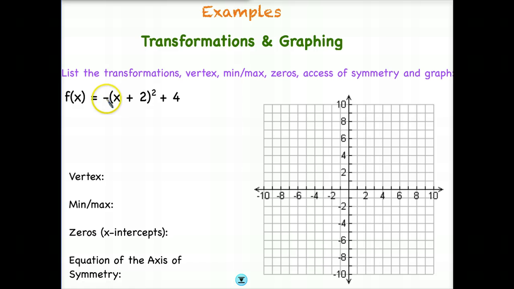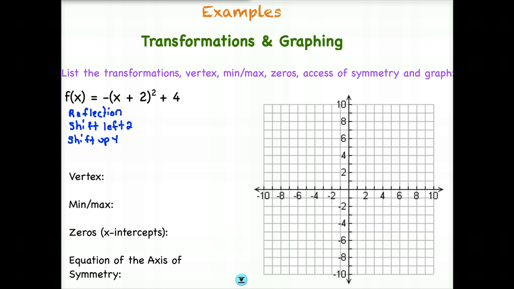In this situation, this negative here, this is a reflection, and right away it should alert you to the fact that this graph is going to open down. So we have a reflection. The +2 means we shift left 2. And the +4 on the end means we shift up 4.